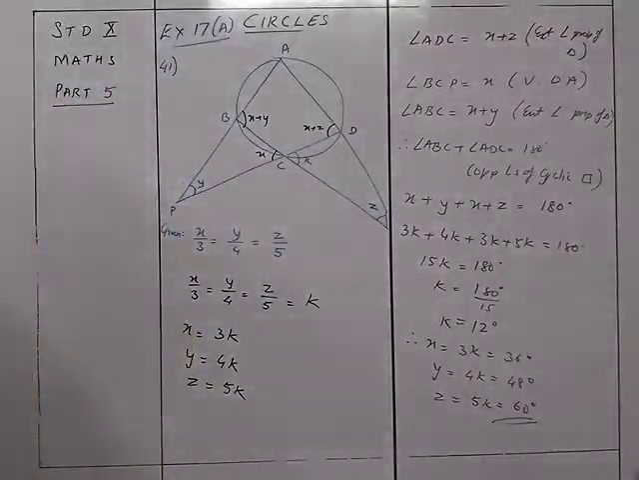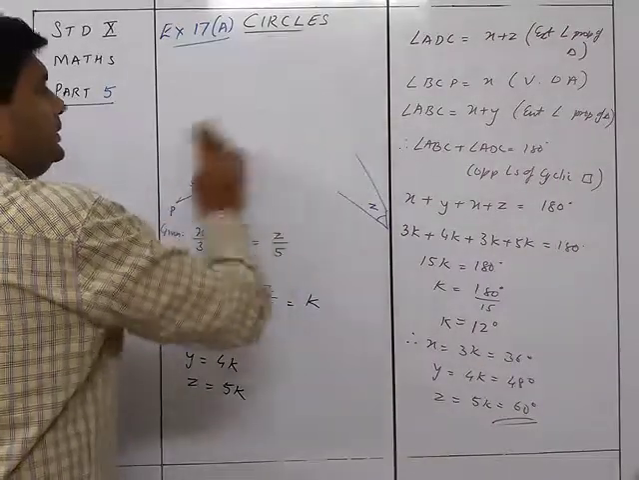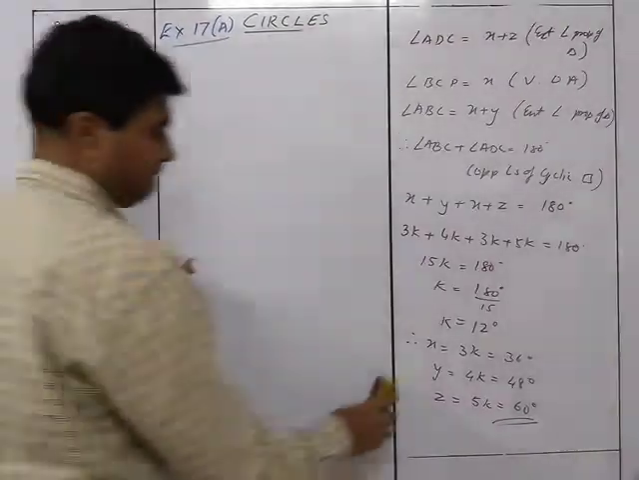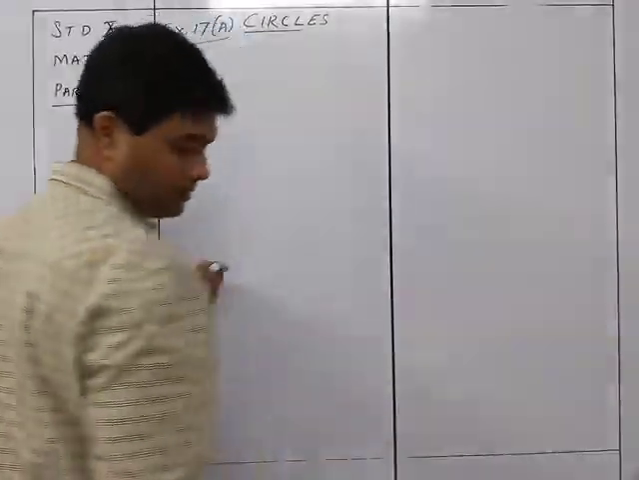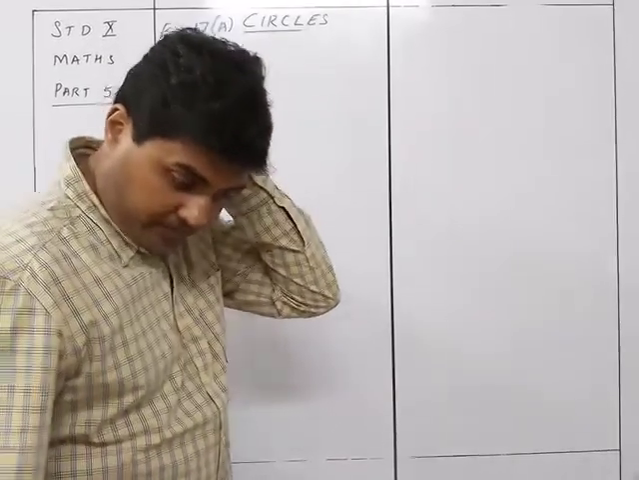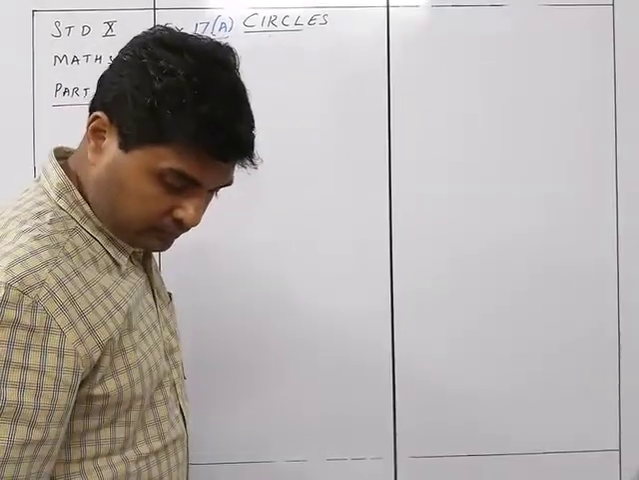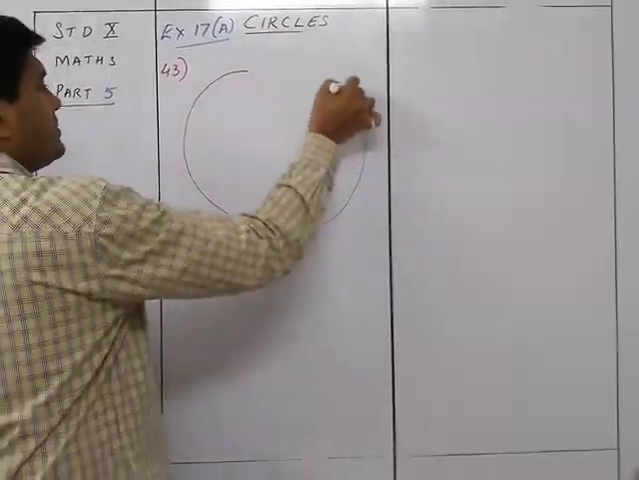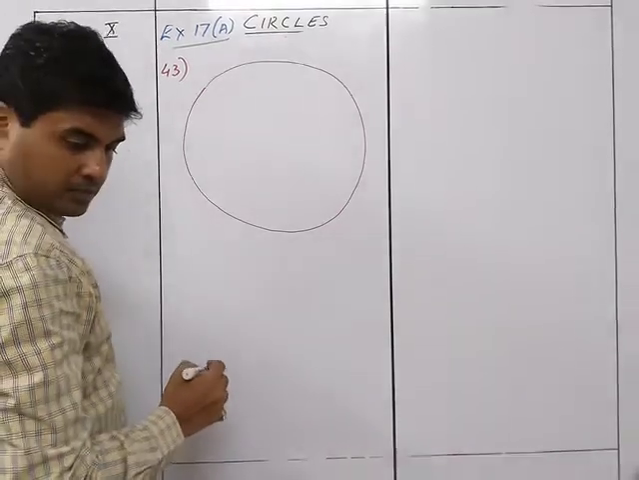We now move on to sum number 43. Sum number 43. The circle. Okay, you got the triangle.